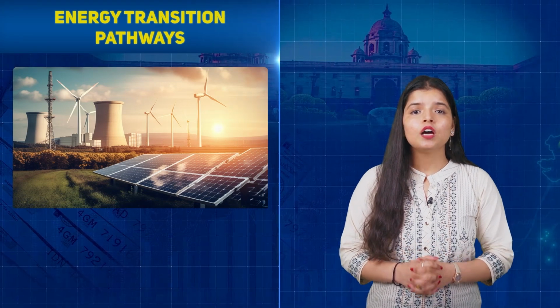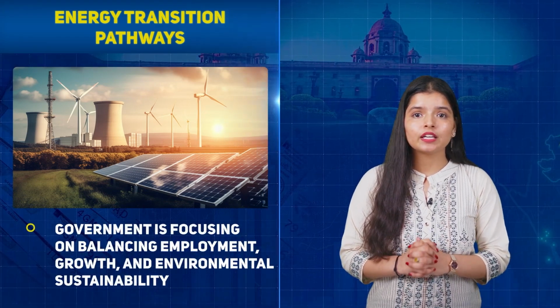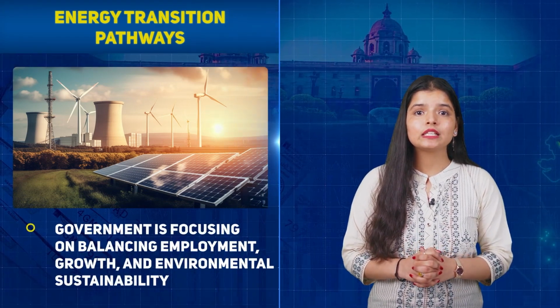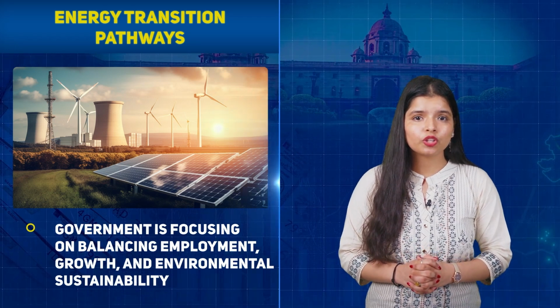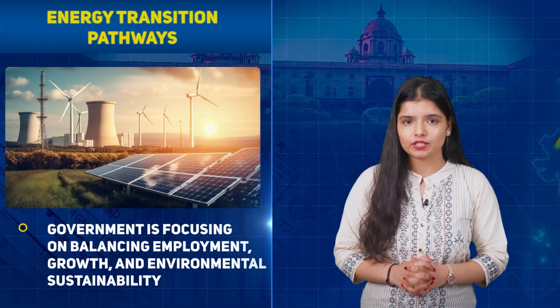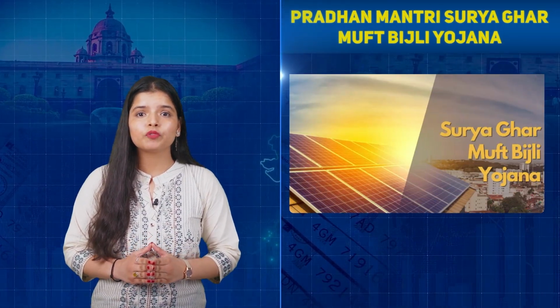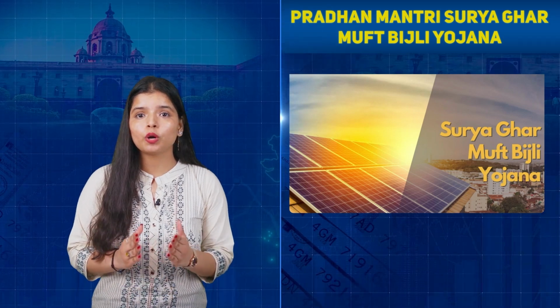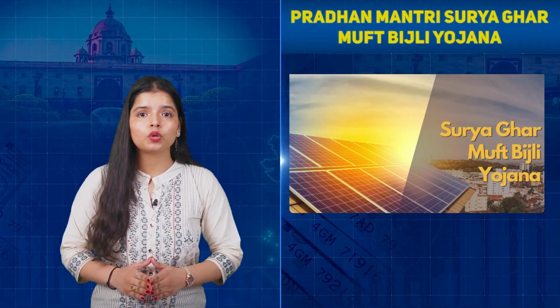For the energy sector, the government is focusing on balancing employment, growth, and environmental sustainability through a new policy document on energy transition pathways. As a positive effect, in line with the announcement in the interim budget, the Pradhan Mantri Surya Ghar Muft Bijli Yojana aims to install rooftop solar plants enabling 1 crore households to obtain free electricity up to 300 units every month.